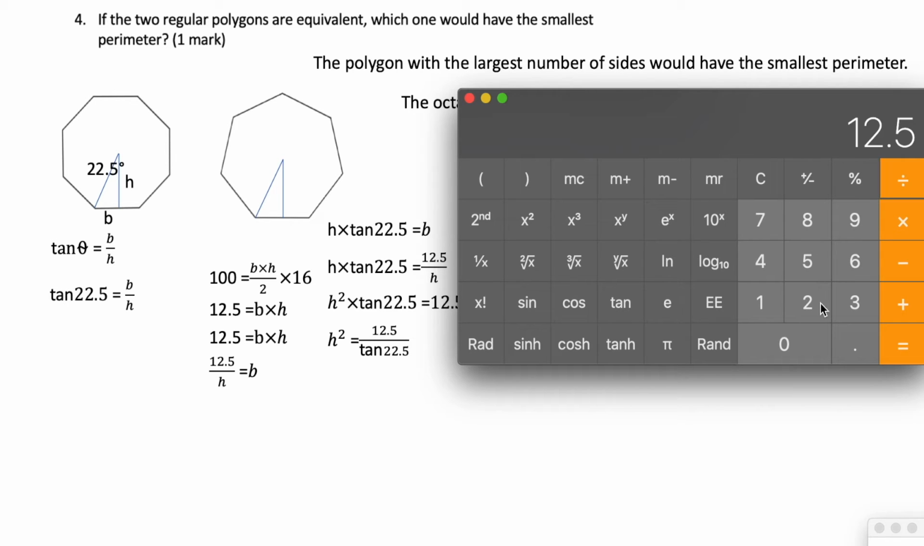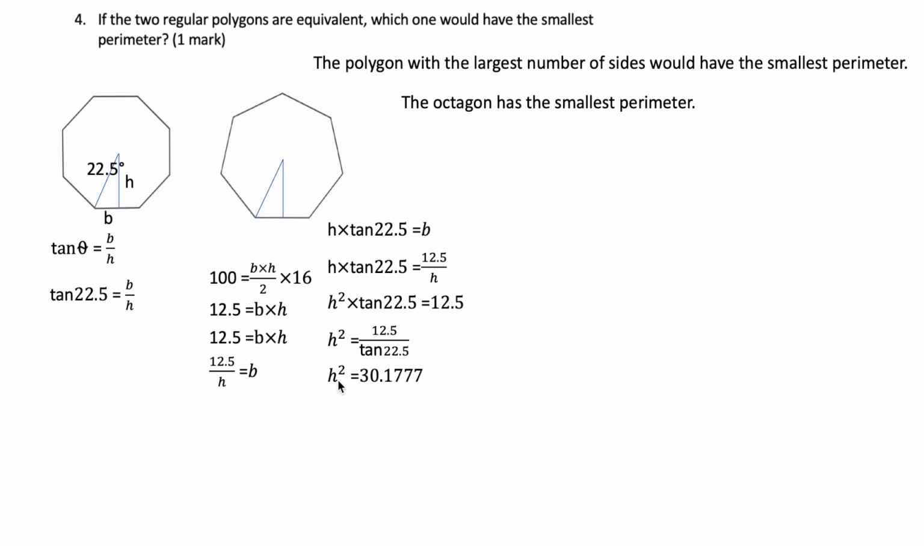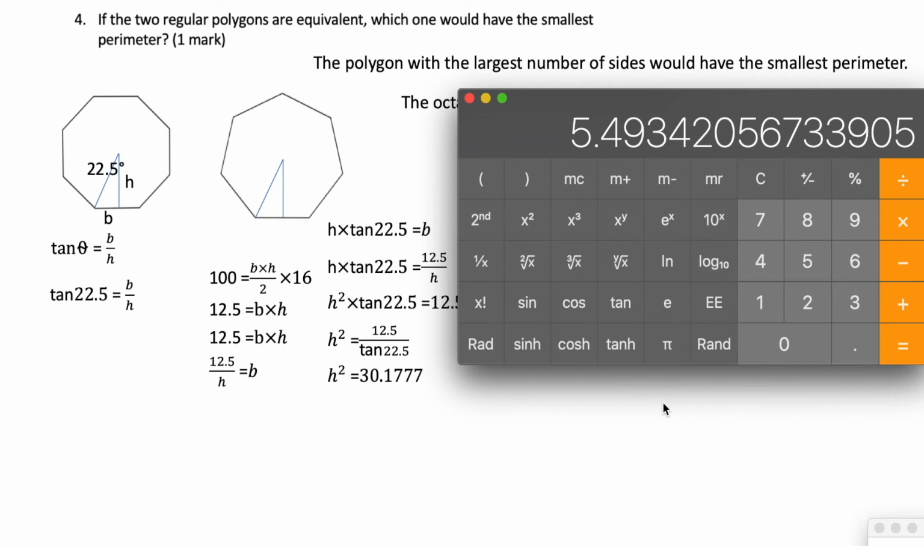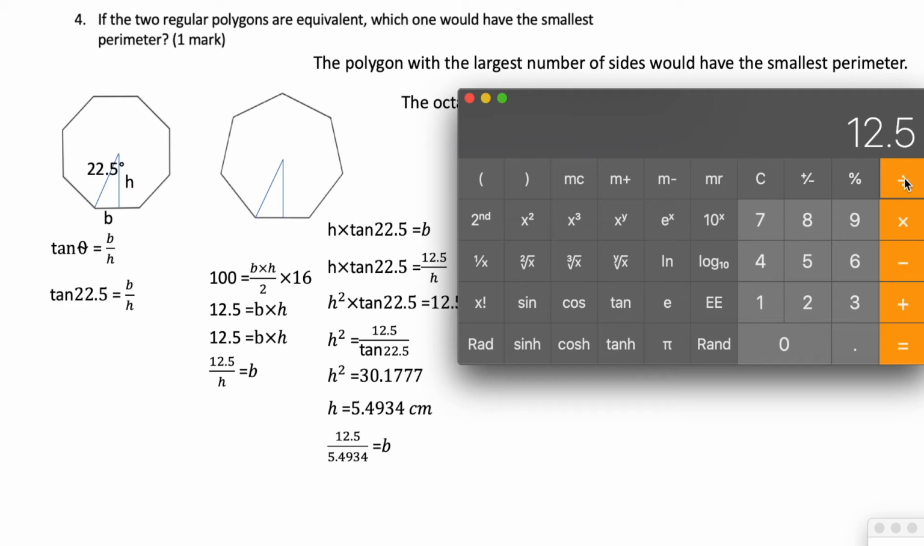12.5 divided by 22.5 tangent is equal to 30.177. And that's our h squared. So our h is going to be the square root of that, which is 5.493. H is 5.493, and then we can just feed that back into this equation right here. The base is going to be 12.5 divided by 5.493, which gives us 2.275.